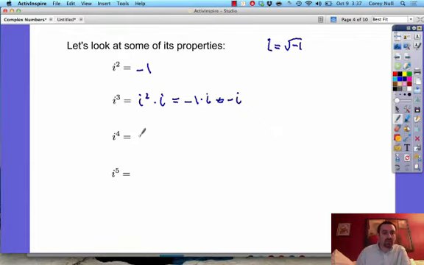Let's try i to the fourth. i to the fourth is i cubed times i. But wait, i cubed is the same as negative i.